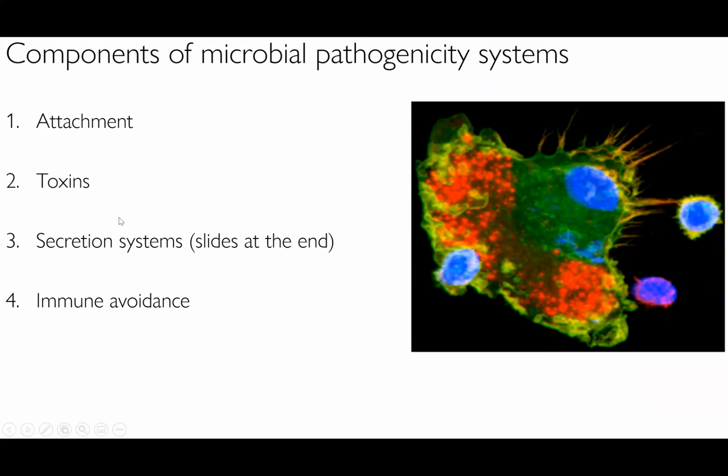And these are our slides at the end. We're not going to dive deep into them because I'm going to have to restart the slide over because I had to take a quick family emergency while I'm recording this. But there are four components of microbial pathogenicity systems: attachment, the production of toxins, secretion systems. These are going to be slides at the end simply because secretion systems are a really in-depth topic that you're free to take a peek at yourself, but it's sort of beyond the scope of what we're interested in. And then finally, immune avoidance.